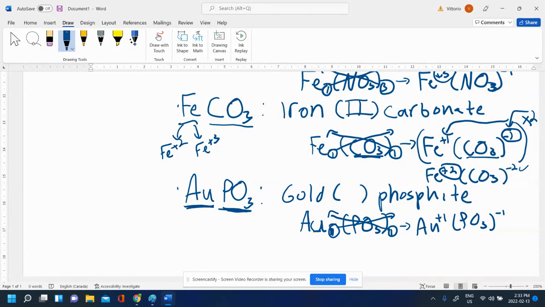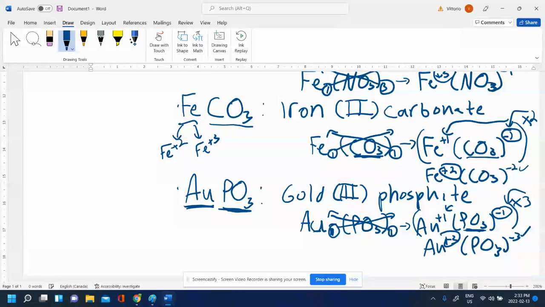You might think this is gold 1, but be careful. Always ask, is my negative ion the correct charge? It's not. It should be minus 3. So that means this was reduced by dividing by 3. So undivide by 3, multiply by 3. And you'll get your correct charges here of Au plus 3 and then PO3 minus 3. This is now correct, so we know this is gold 3 phosphite.